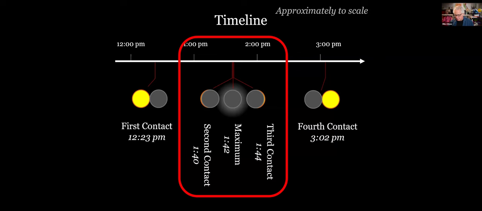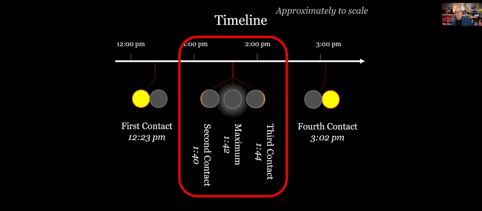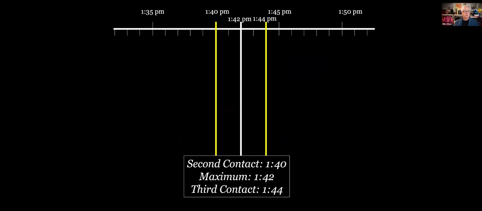We've got the partial phases under control. We really want to look at what's going to happen right before, during, and right after totality. So what I've done here is a timeline, but instead of the hourly timeline from noon until 3 PM, this goes from 1:35 to 1:50. It's a much more zoomed-in timeline, because this is where things start to happen. We're going to spend the next several slides talking about all the things that are happening right now.